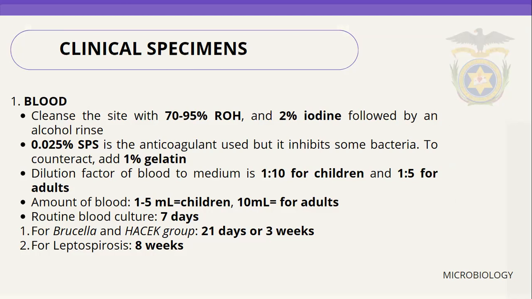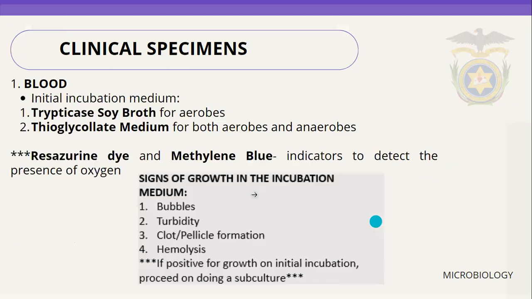And our routine blood culture in the lab mostly is for 7 days only, but some of the organisms require a long period of time to grow. For example, we have the Brucella and the HACEK group. They require 21 days or 3 weeks to grow, and for Leptospira we have 8 weeks in order for it to grow.